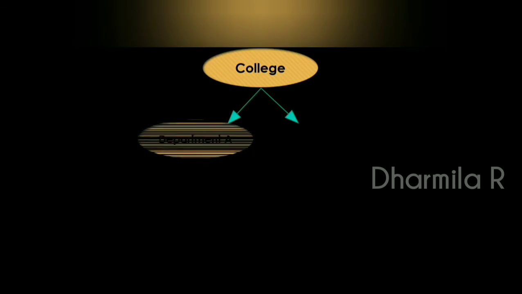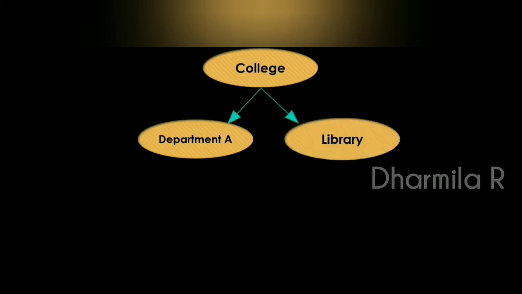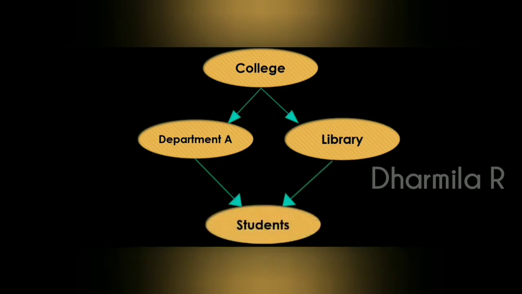Consider college details. A college offers many courses and it is maintained as departments. Here, for example, I have taken one department. Not only department, they also have a library. So here this college is divided into two parts. First one is department A and second one is library. Now this department or this college cannot be working without students. So we have a common table for department A and library, that is students.